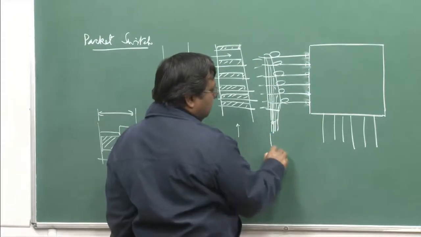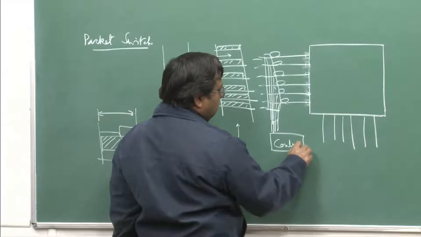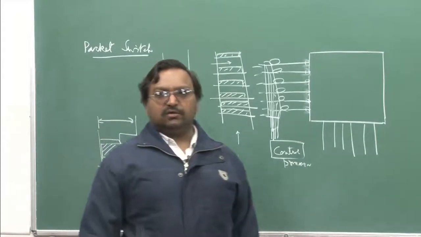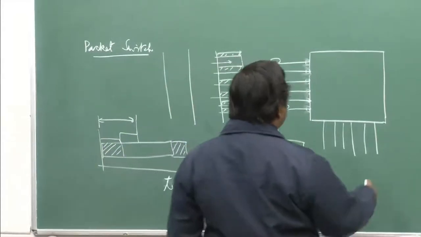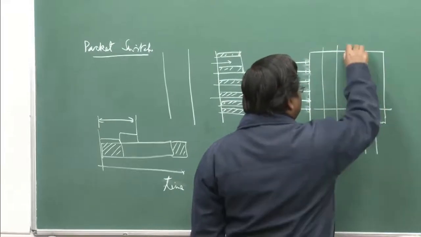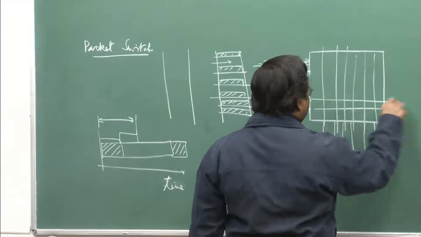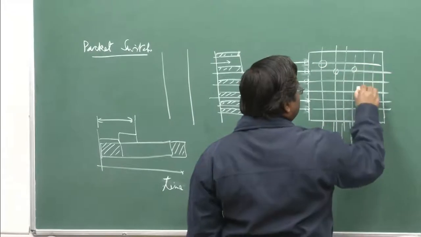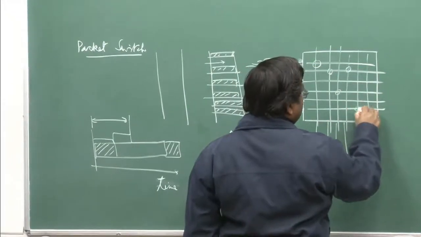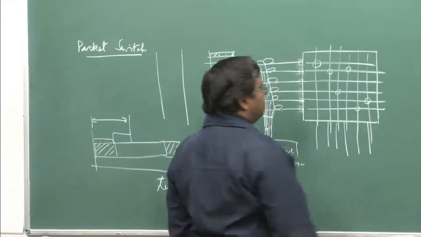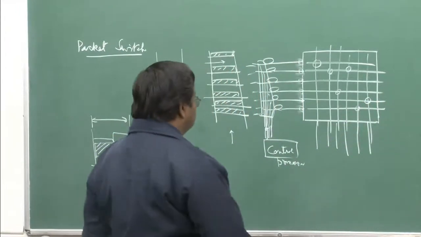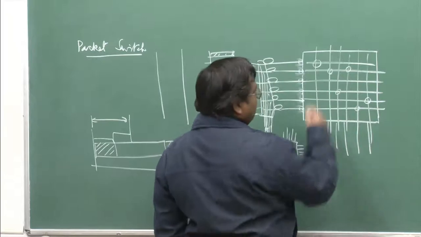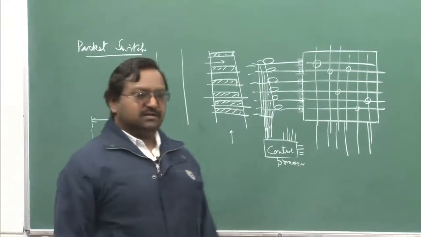Now this has all to come to the central control processor. This control processor will then decide, after doing the appropriate computation, which cross points have to be activated. So these are the cross points, and the cross points will be chosen like this. This is going to do what we call row and column control. They will be activated just before the slot arrives.